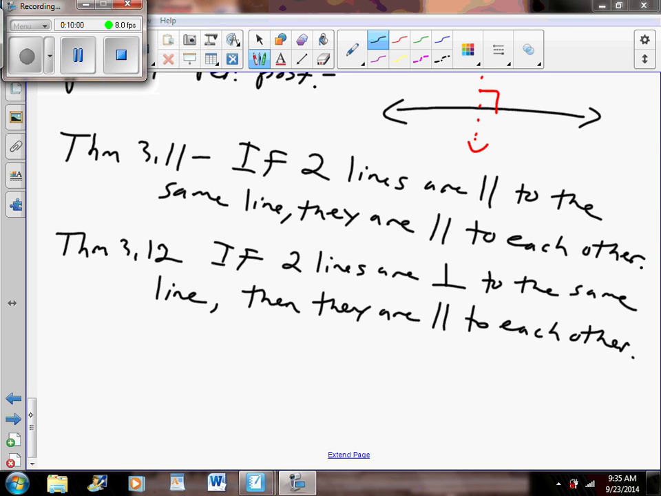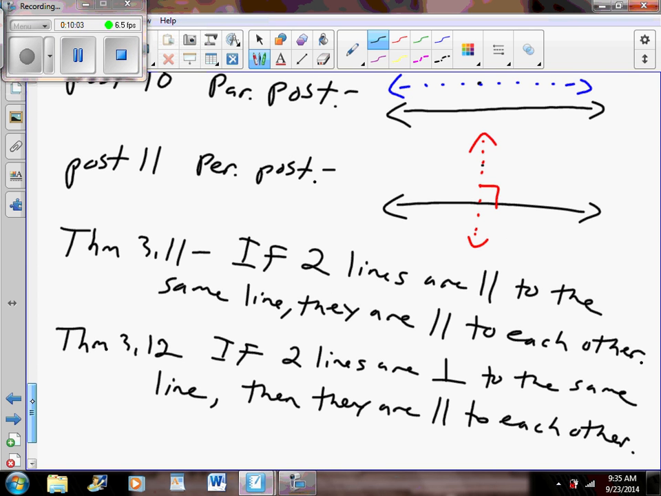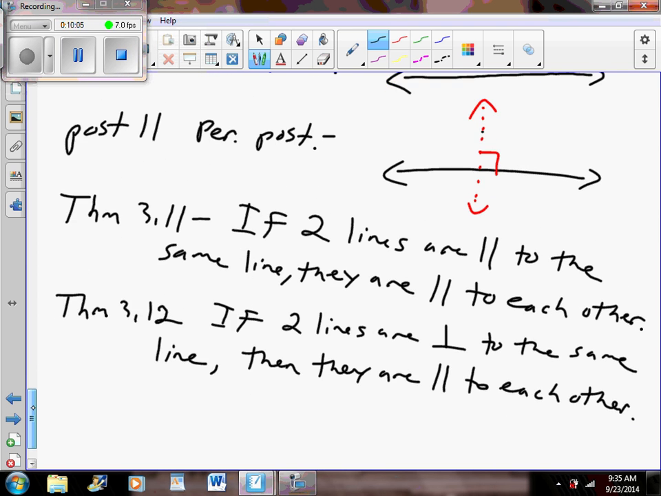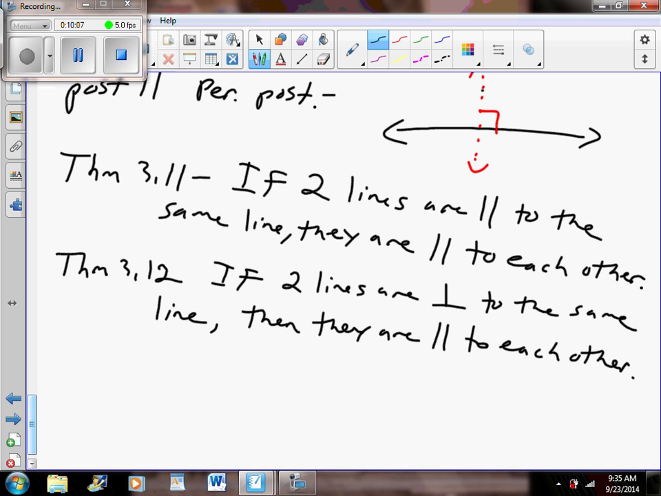Okay, now the next two theorems that I want to add to your list: you've got postulate 10, postulate 11, theorem 3.11 and 3.12. I'm going to want us to prove theorem 3.12. 3.11 says that if two lines are parallel to the same line, that stands to reason they're going to be parallel to each other, right? 3.12 says that if two lines are perpendicular to the same line, then they are parallel to each other.